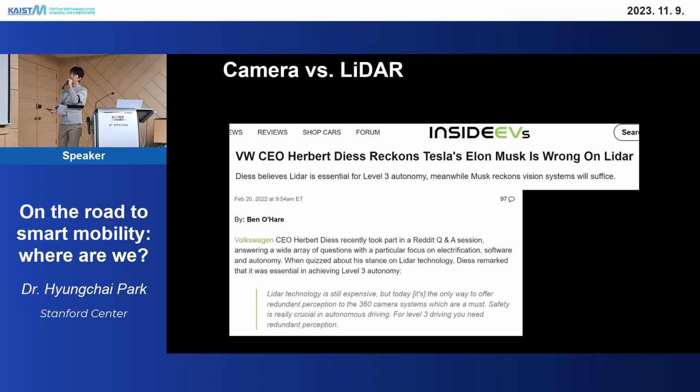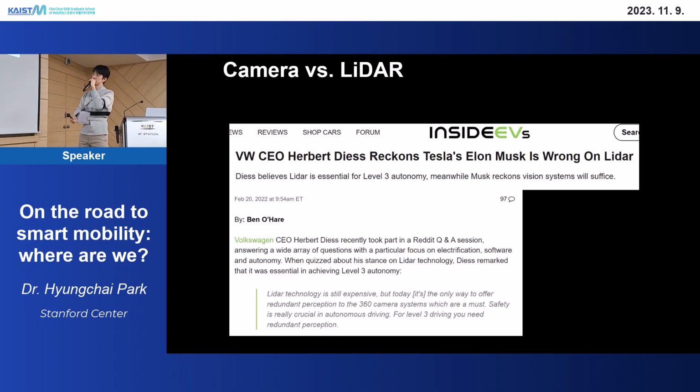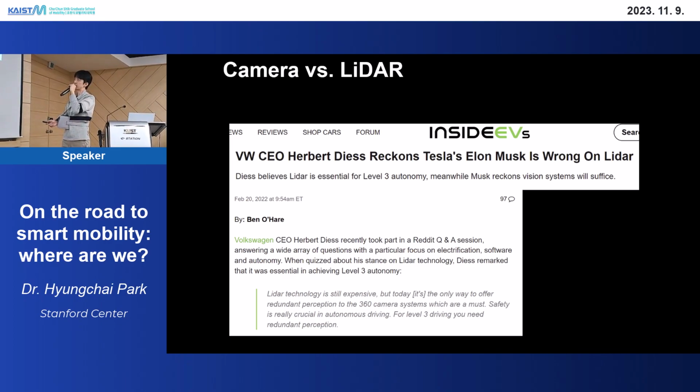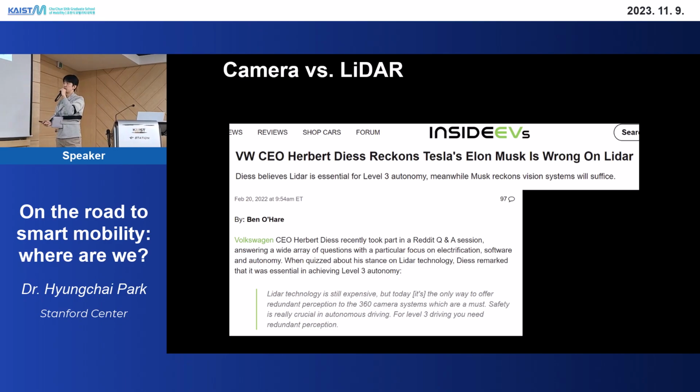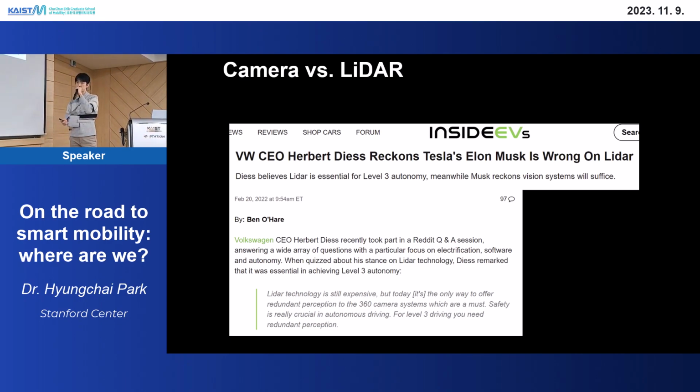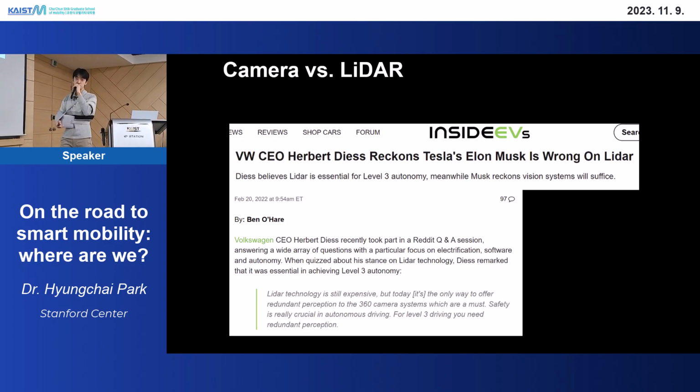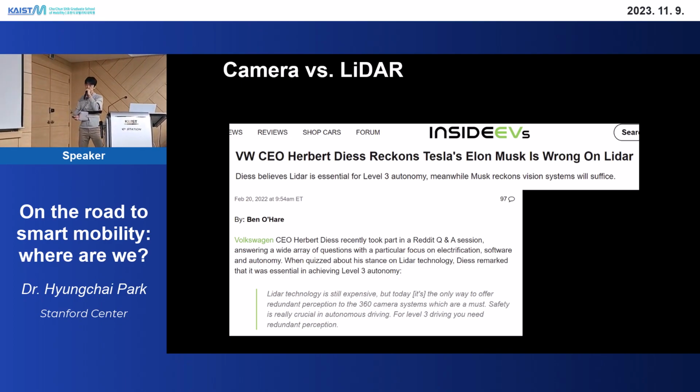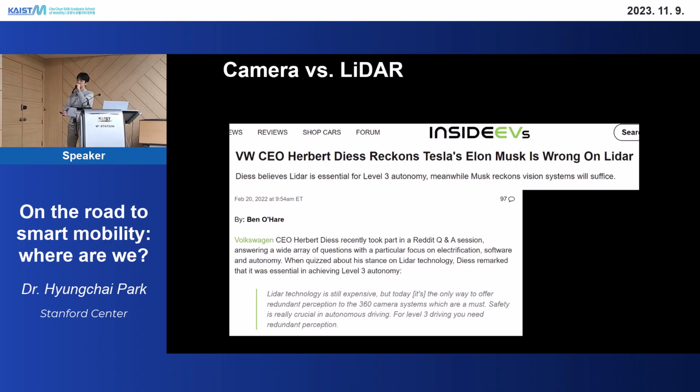But the CEO of Volkswagen, a traditional automaker, says that we need redundant perception in addition to the 360 camera, because these traditional automakers care about safety and worry about the road a lot. So they want some redundancy to guarantee the safety of autonomous driving.